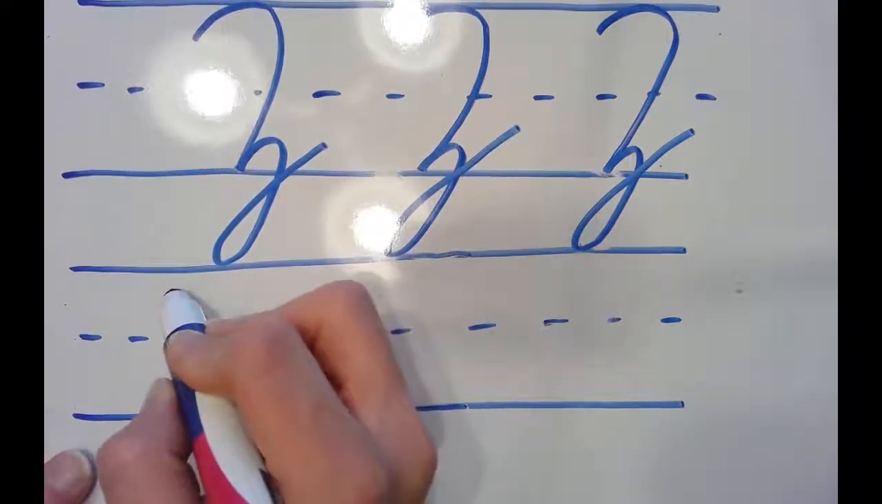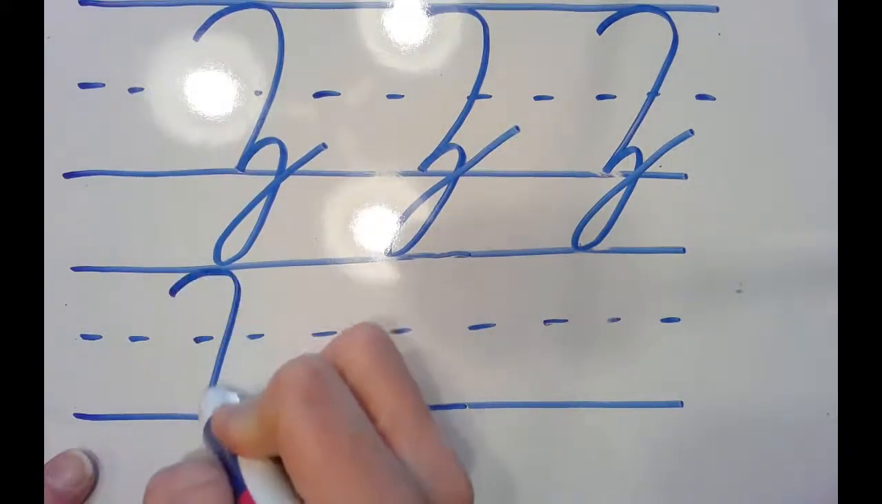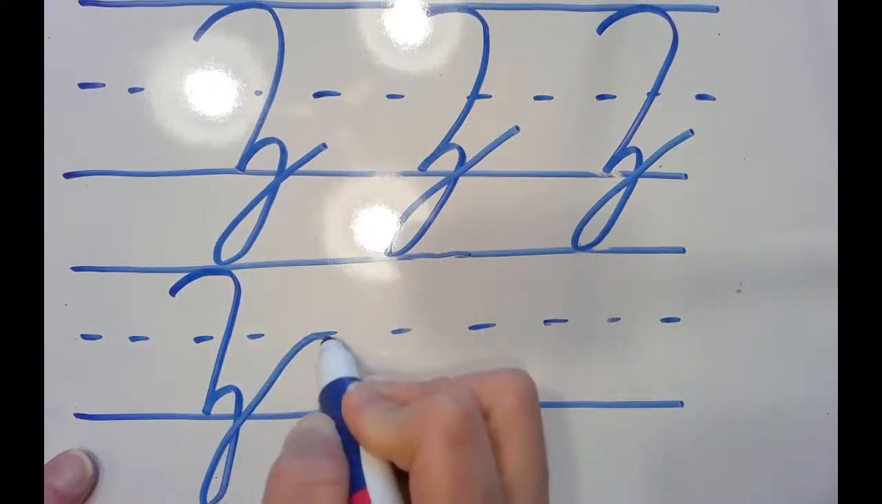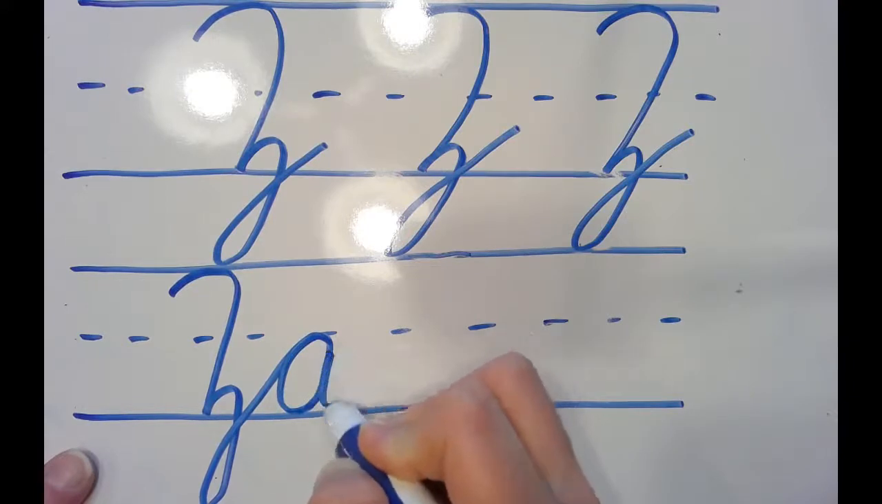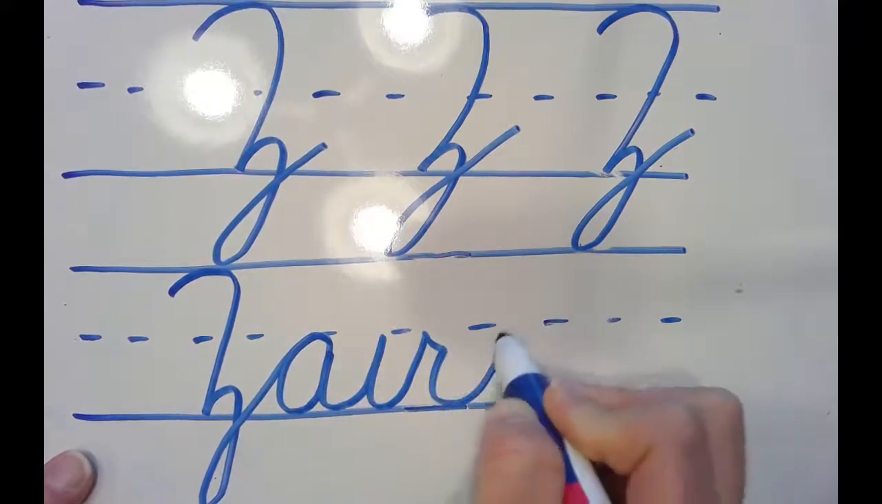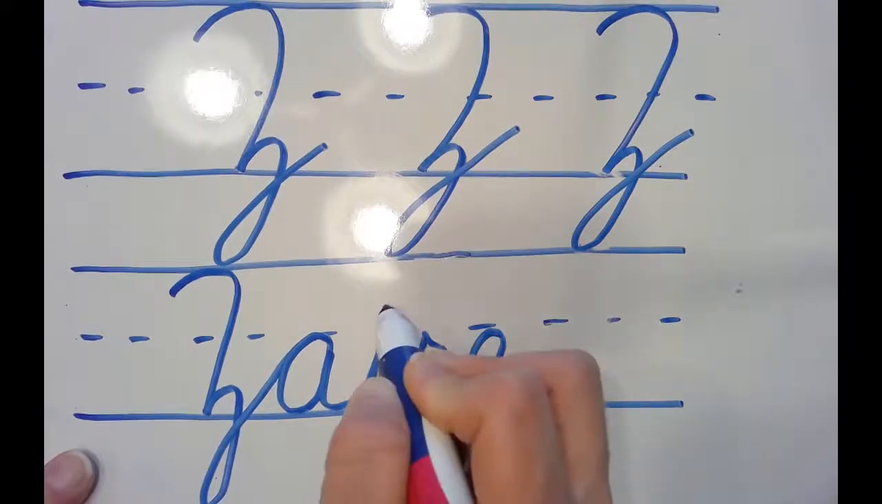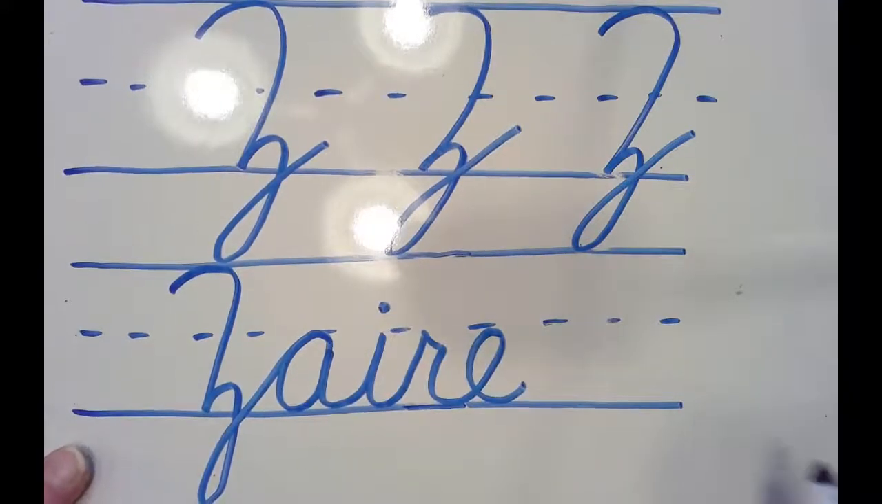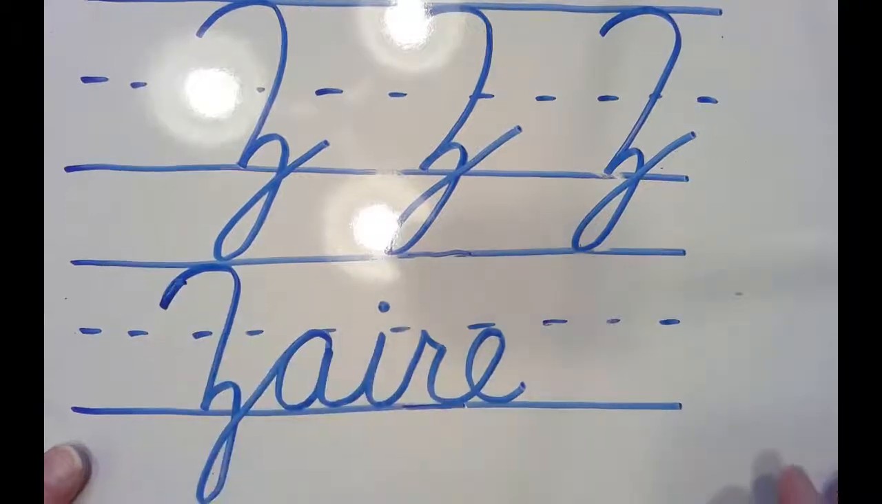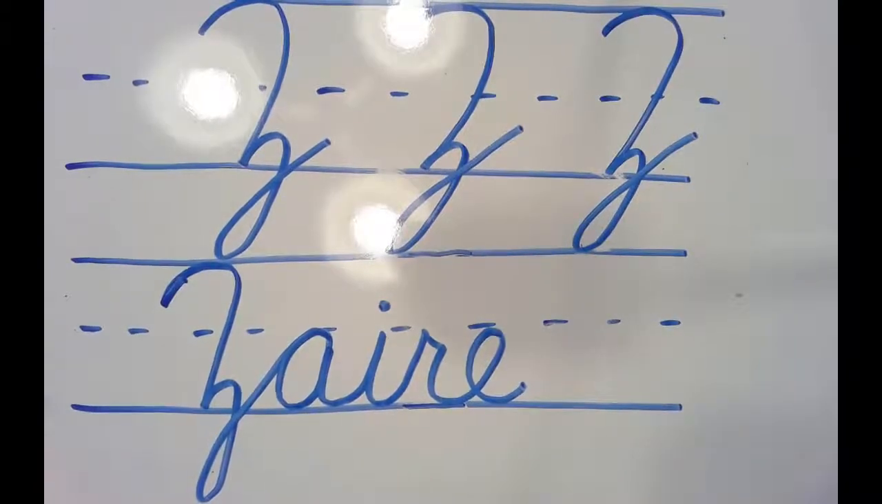And it's spelled capital Z, A, I, R, E. Zaire. Okay? Capital Z-A-I-R-E. I could have made this Z hook a little bit more like that. Okay?